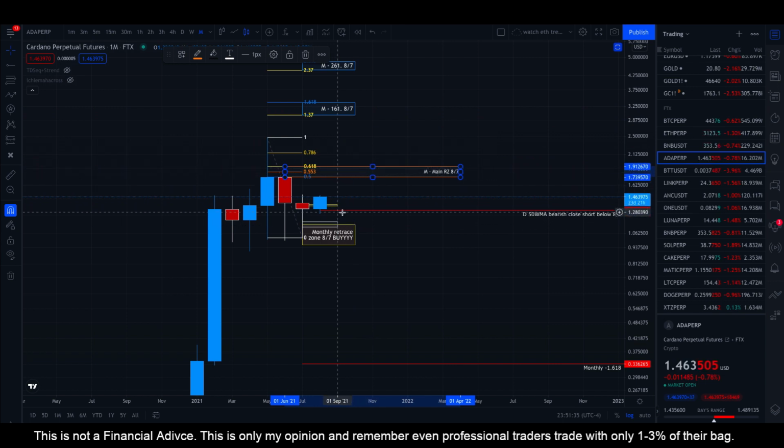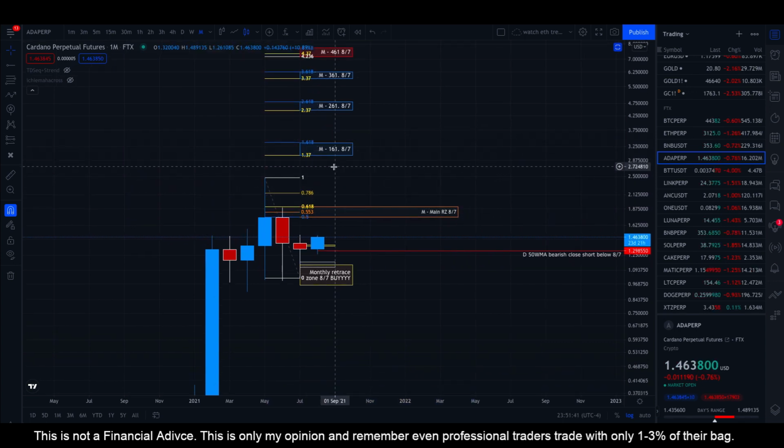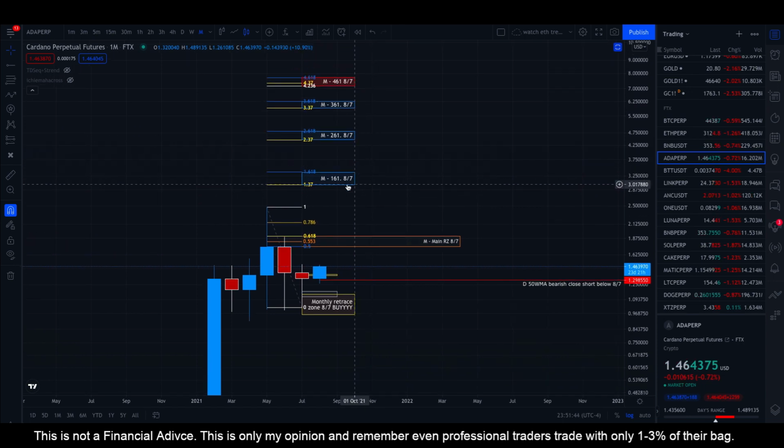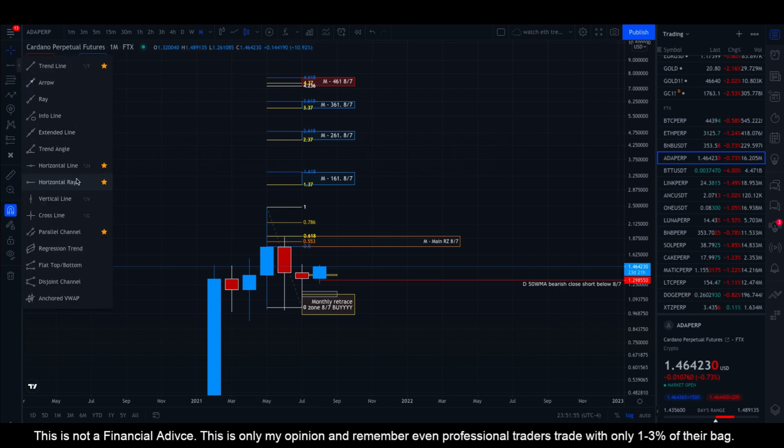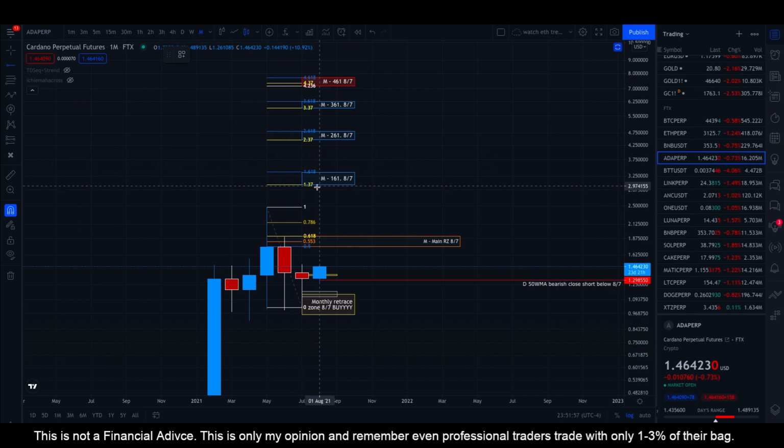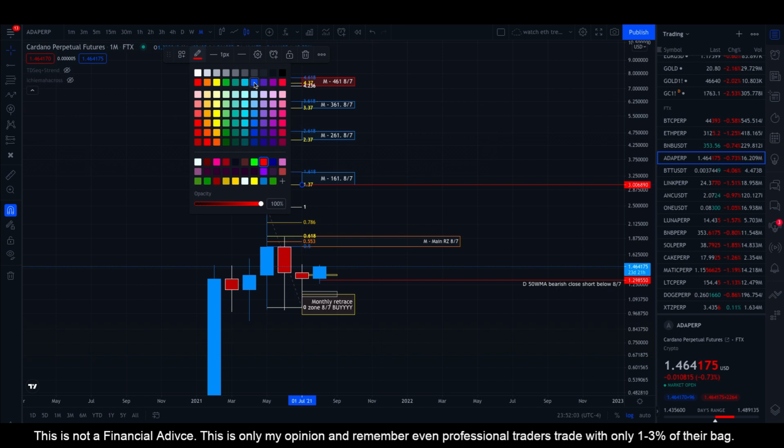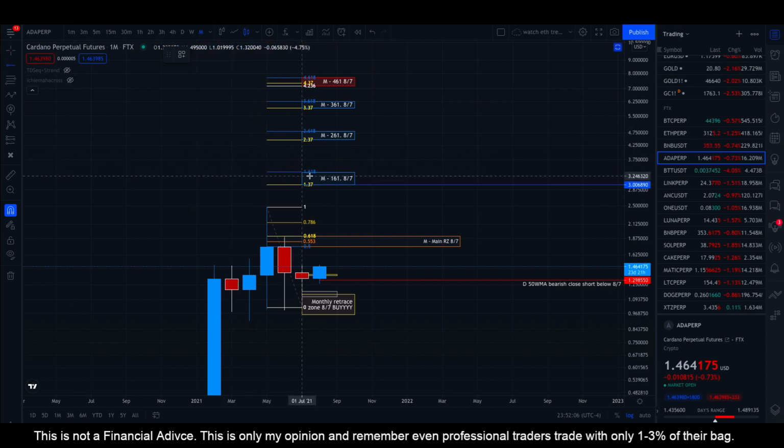Okay, so this is my 618 level. These are my extension levels, or rather my price targets for the 1,618 and the 2,618. Let me show you, they are right here. And you could put these on your own charts, or you could follow along and learn how to do this.